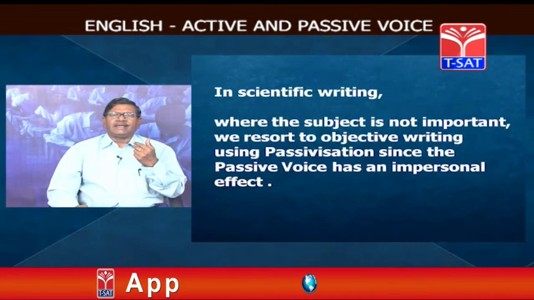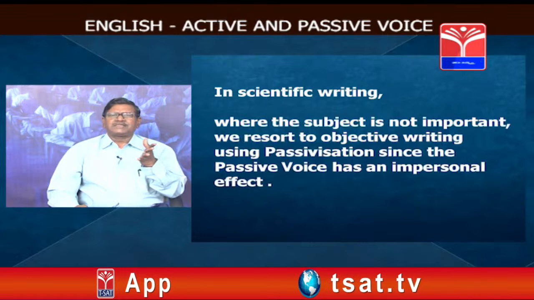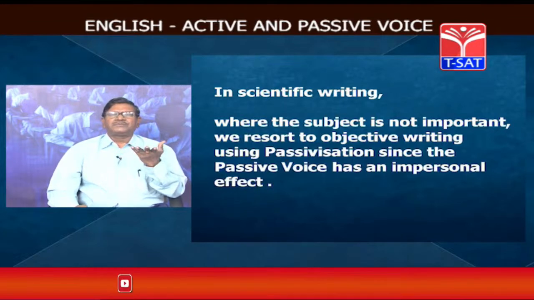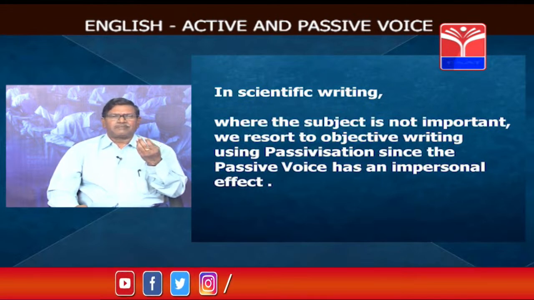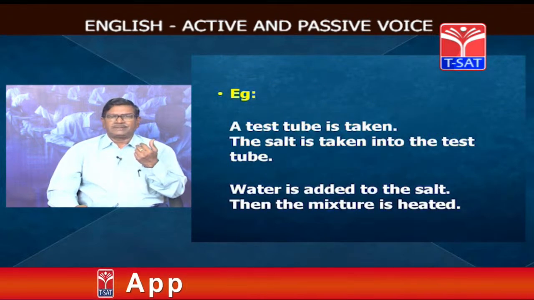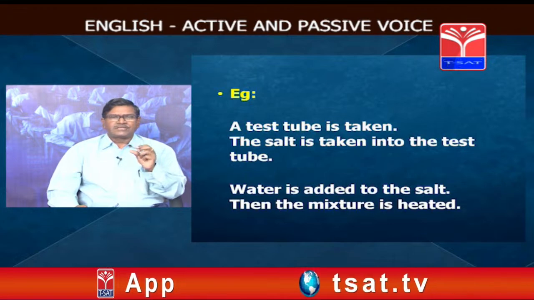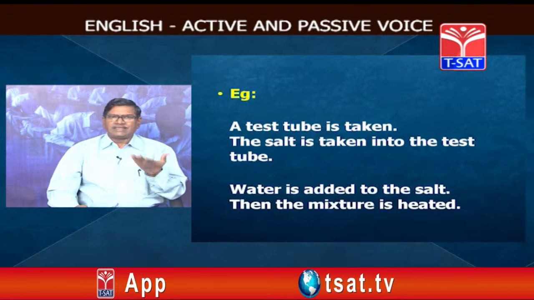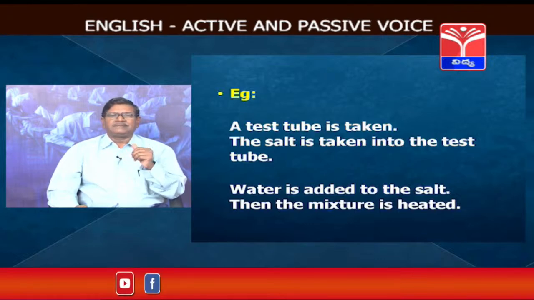In scientific writing, where the subject is not that important, we resort to objective writing using passivization, since the passive voice has an impersonal effect. See, let us see some examples. A test tube is taken. You take a test tube, or I take a test tube. A test tube is taken.